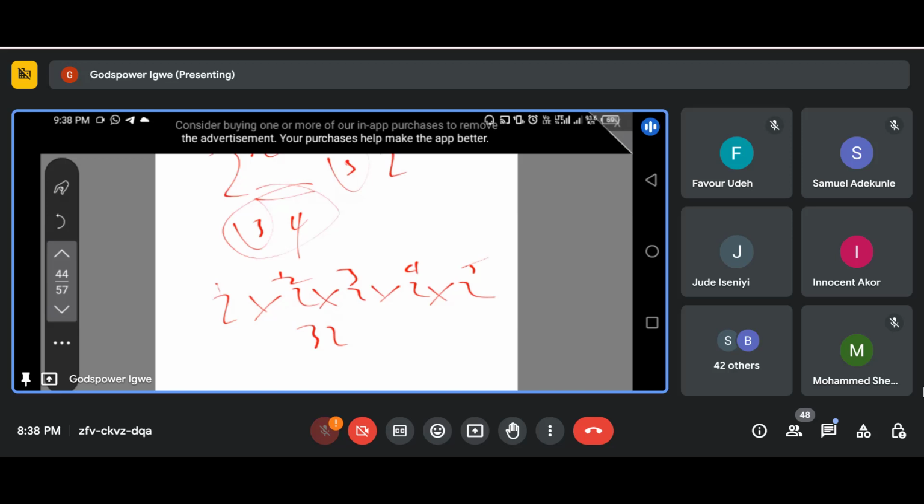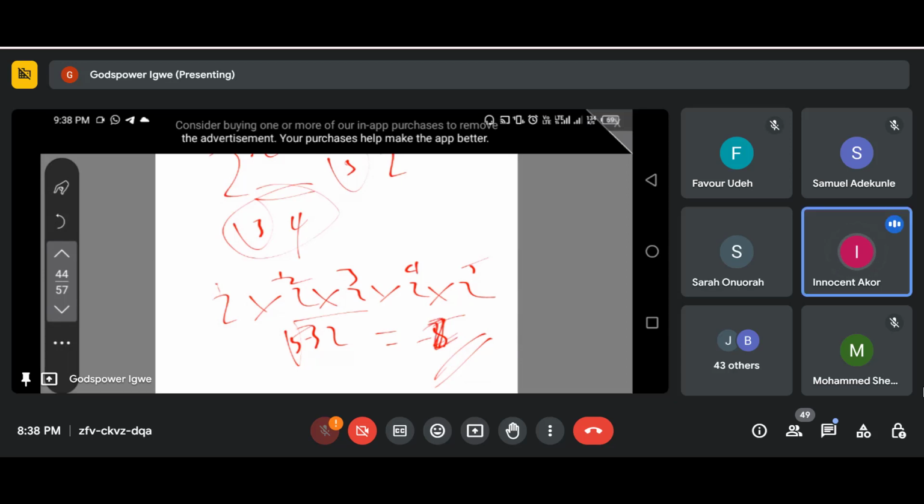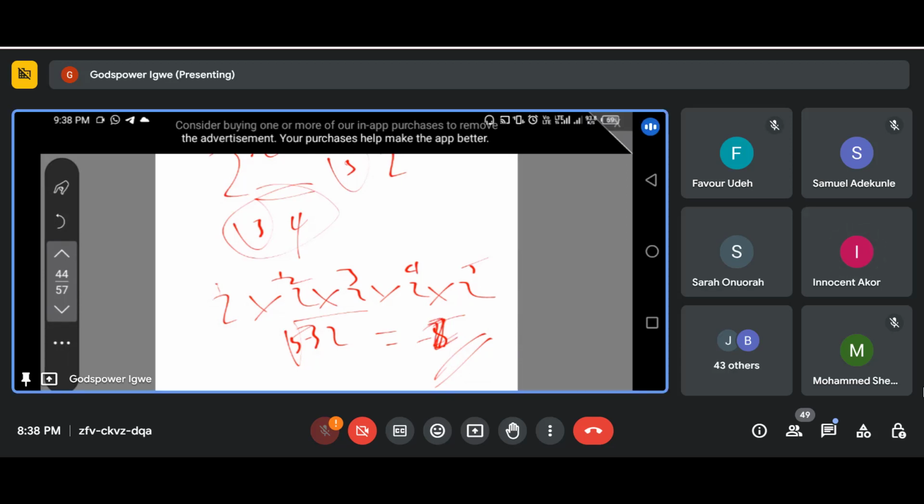So with this now we say that 5. The fifth root of 32 is equal to 2. Remember that there's a minus here, so you put a minus here too. I hope you understand. Because 2 times 2 is 4, 4 times 2 is 8, 8 times 2 is 16, 16 times 2 is 32. So the fifth root of 32 is what?